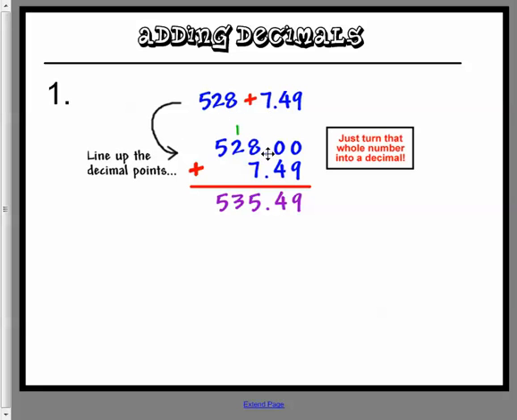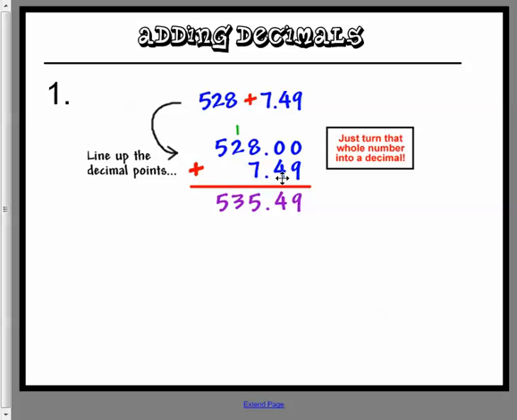528 doesn't have a decimal point, so we're going to turn it into a decimal. Just turn that whole number into a decimal by putting a decimal point and following that decimal point with some zeros. This is not changing this number. By putting a decimal point, that means I still have 528. I'm just saying I have 0 hundredths.